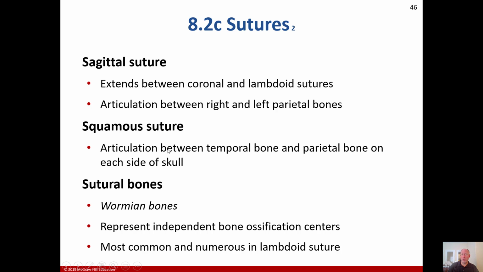The squamous suture is an articulation between the temporal bone and the parietal bone on each side of the skull. Sutural bones, or Wormian bones, represent independent bone ossification centers, and they're most common and numerous in the lambdoid suture.